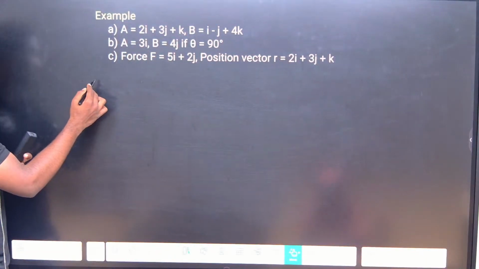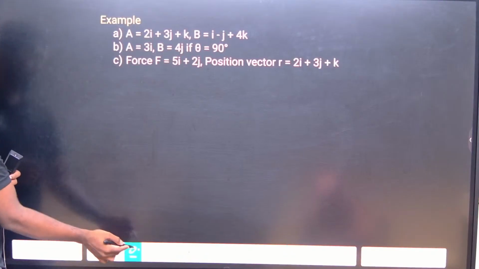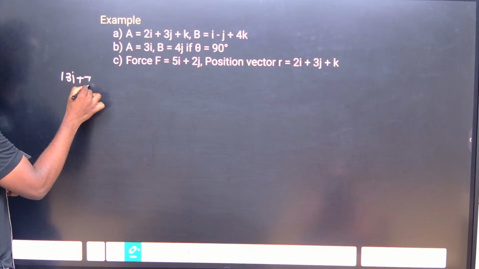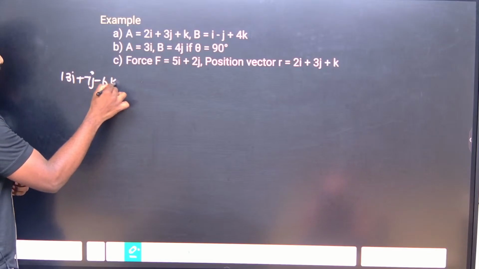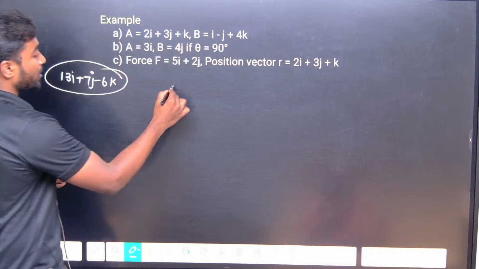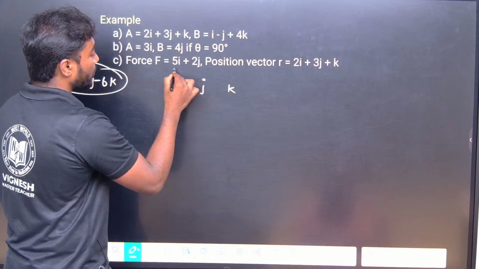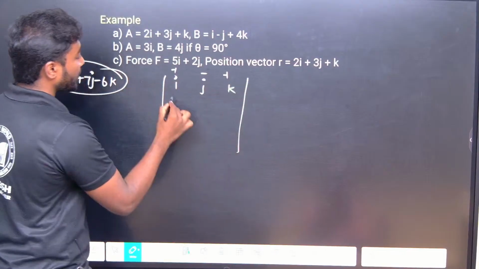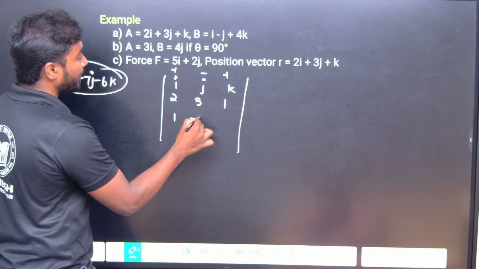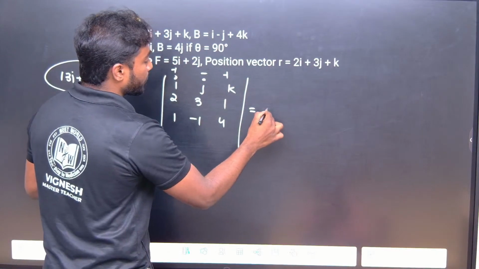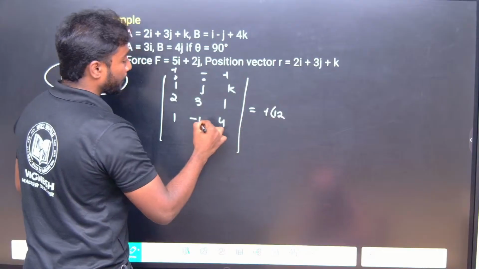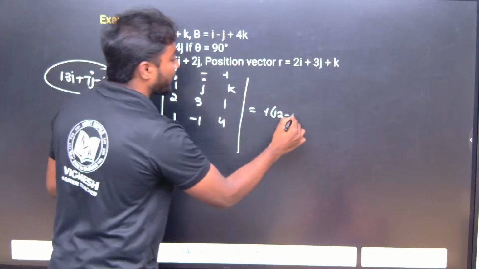So the first one, what is the answer for the first one? 13i plus 7j minus 6k. This is the answer you got. We'll check it now. So what should I do? I, j, k, which is plus, minus, plus. So what are the numbers? 2, 3, 1, 1, minus 1, 4. It should be equal to plus 3 4s are 12 minus 1, minus of minus 1.